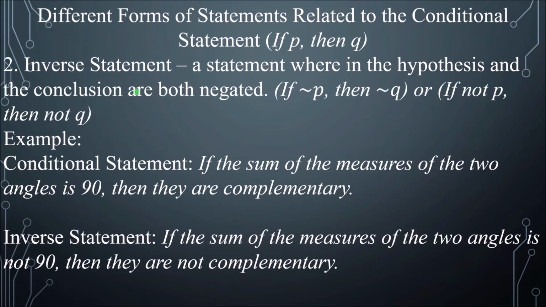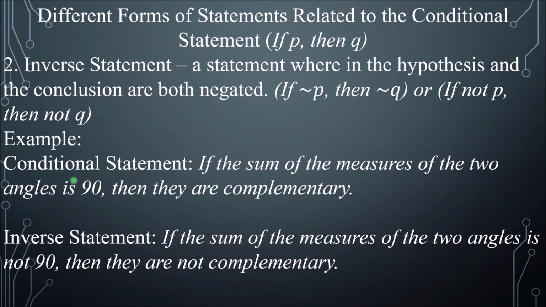Number 2, inverse statement. A statement wherein the hypothesis and the conclusion are both negated. What does this mean? So the original statement, if P then Q, will be turned into if not P then not Q. So that's the symbol. If not P then not Q.